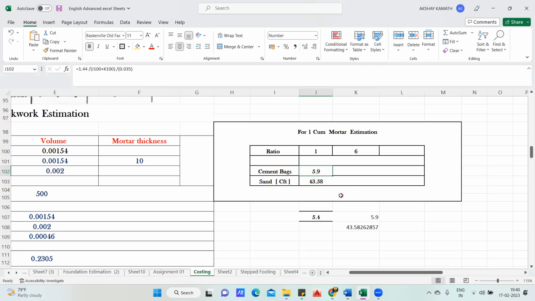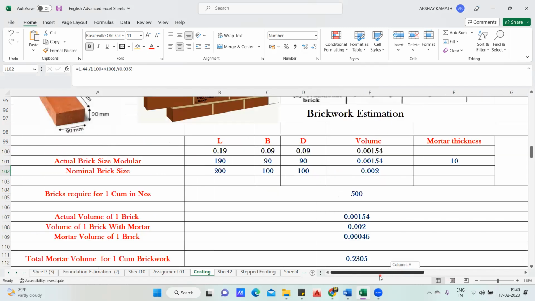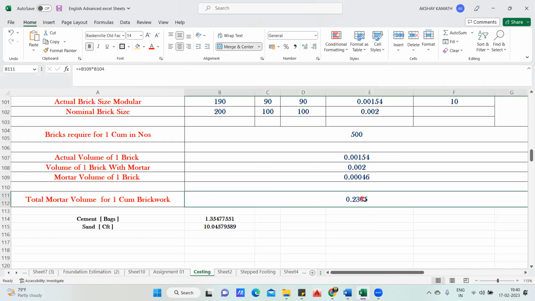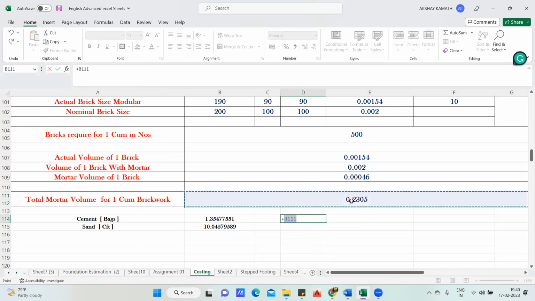Got it, no? Fine. Now, what is the use of this? It's very simple. Here, what is the quantity of mortar I got? 0.2305. Okay, so for 0.2305, how much amount of cement and sand is required? Very simple. I'll do it here. So this is my mortar quantity. Multiply by what I'll do?